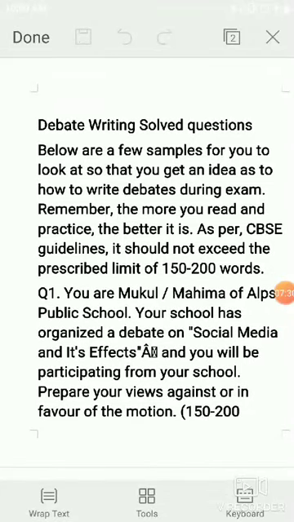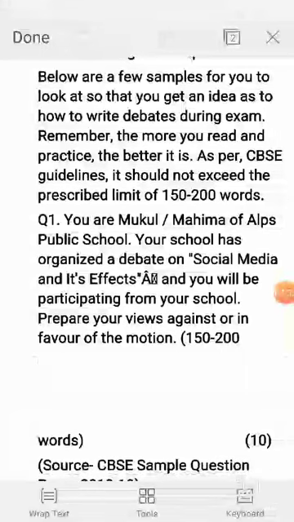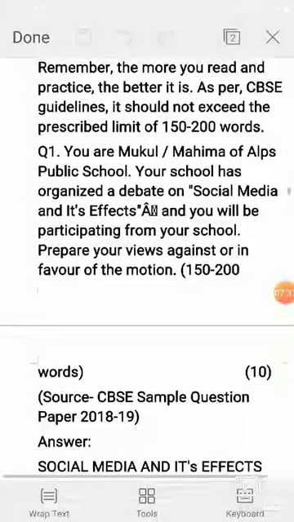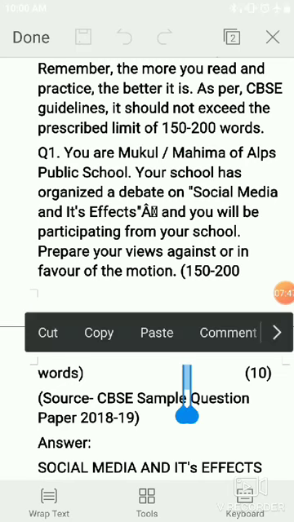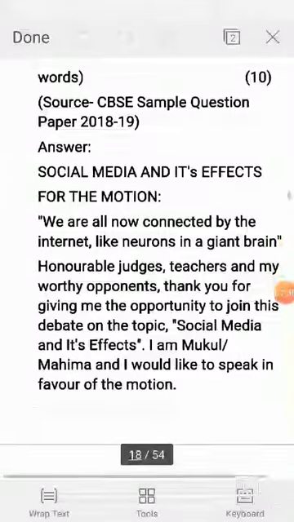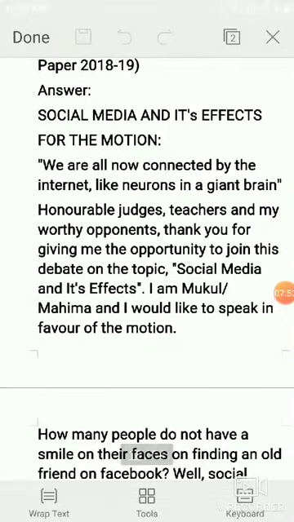Now we have the example. The debate: below are a few samples. The first question you get in a question paper is that you are Mukul or Mahima of Alps Public School. Your school has organized a debate on social media and its effect, and you will participate from your school. Prepare your views against or in favor of the motion. So the answer: social media and its effect, for the motion. You always have to write the topic in the answer, and after that you write for the motion or against the motion, and after that you start writing your points.